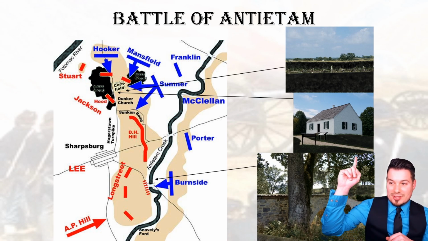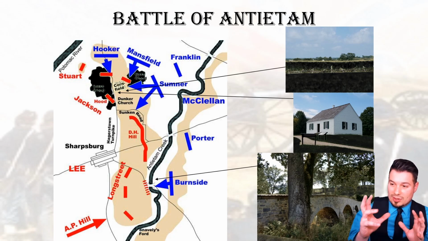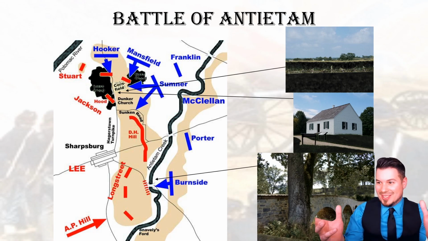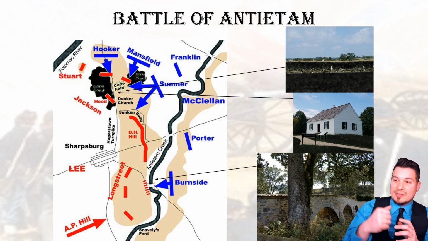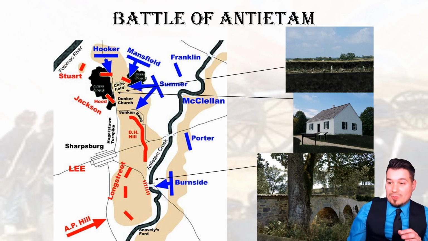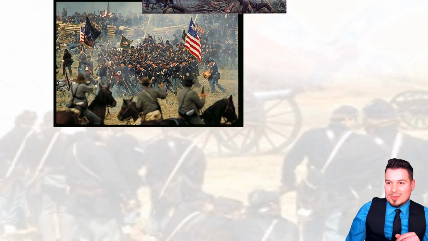Then you have Dunker Church, which is right up there. That's where Stonewall Jackson was for the majority of the war. That's where he did a lot of his strategy and tactics from. And then of course you get the famous cornfield up top, which was one of the worst parts of this battle. All right, so there you go, as we go through Antietam here.